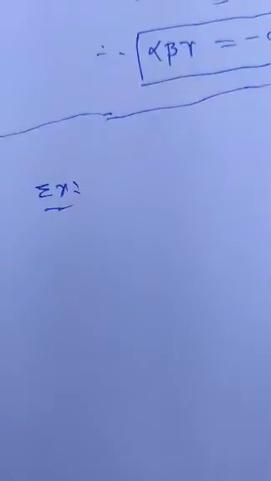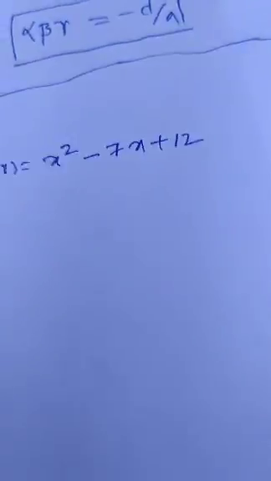See here, if you have the polynomial, then you can find the zeros of the polynomial. So you know how to find the zeros of the polynomial. For example, if you have one polynomial p of x, x square minus 7x plus 12, this is given. How to find the zeros of the polynomial? By splitting the middle term, you can get the zeros of the polynomial.